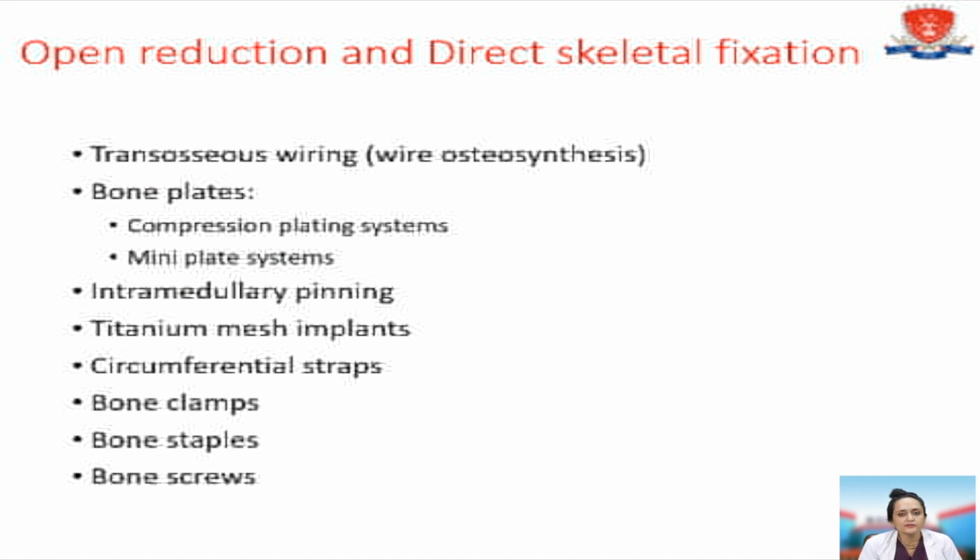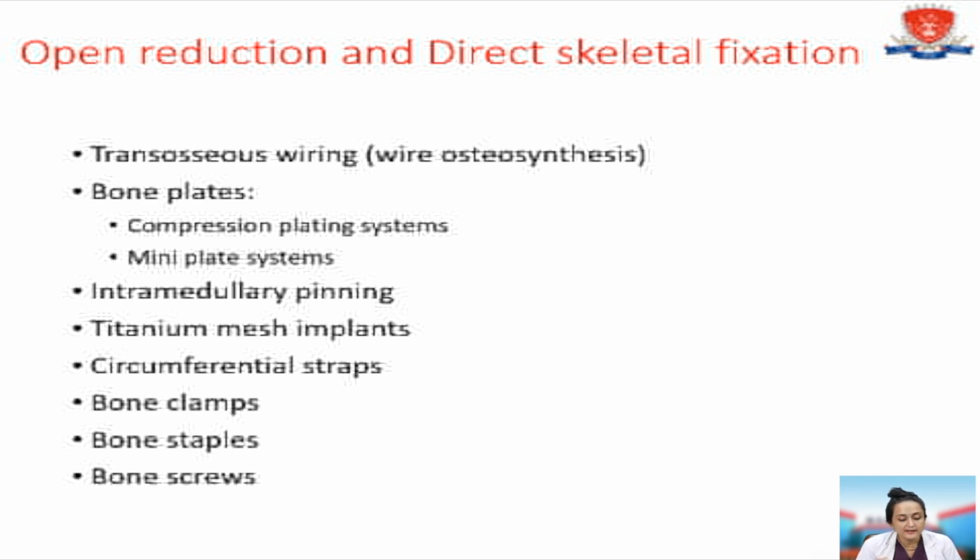Bone plating systems can be mini plates, which is a non-compression plating system. Then you can go for a compression plating system, direct compression plates, or eccentric direct compression plating system, intramedullary pinning, titanium mesh implants, circumferential straps, bone clamps, and bone staples and bone screws.